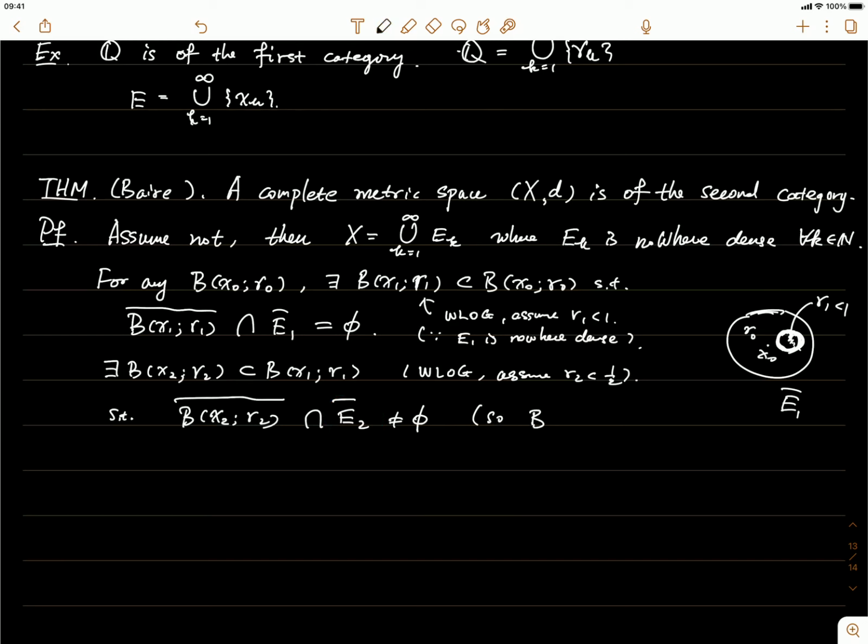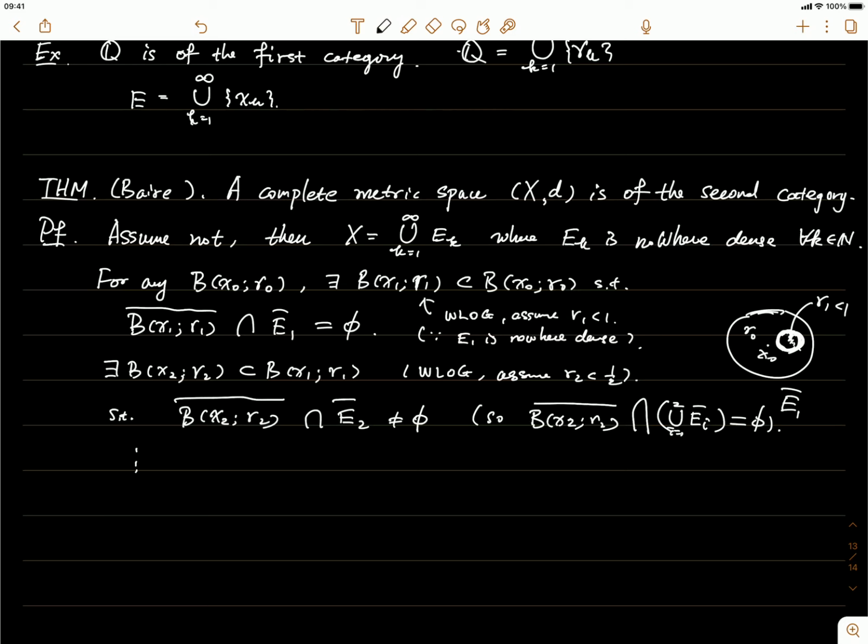It doesn't overlap with E2 either, so I know that the closure of this ball does not overlap the union of E_i for i from 1 to 2. So this is still empty. And you can see the pattern. I'm going to continue doing so.